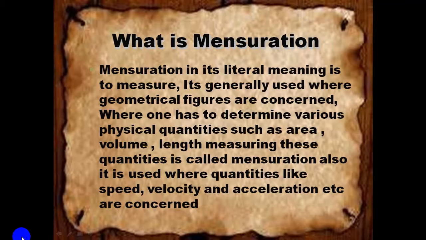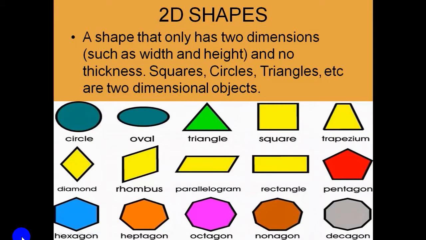Also, it is used where quantities like speed, velocity, and acceleration, etc., are concerned. So, the conclusion of today's video lecture is to find the area, the volume, the perimeter of some geometrical figures. Like you see over here, there are some 2D shapes of geometrical figures and some 3D shapes of geometrical figures.